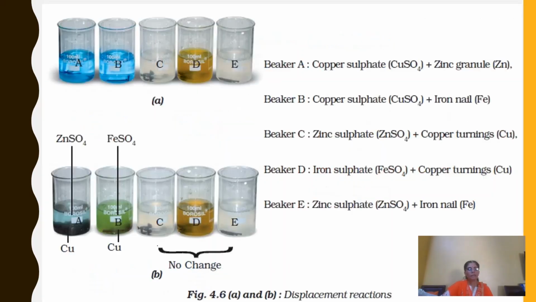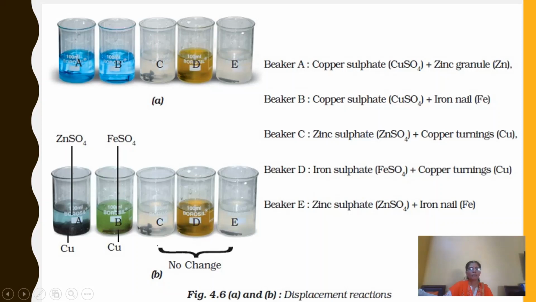Now we will learn this by one more activity. We have to take 5 beakers and name the beakers as A, B, C, D and E. In the first beaker A, we have to take copper sulfate solution. As we can see here, beaker A consists of blue color solution, that is copper sulfate. In this beaker A, we have to add a few granules of zinc.